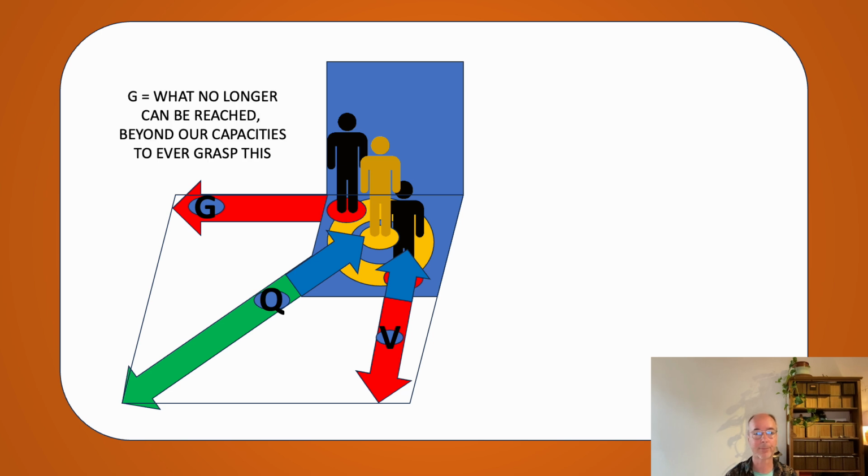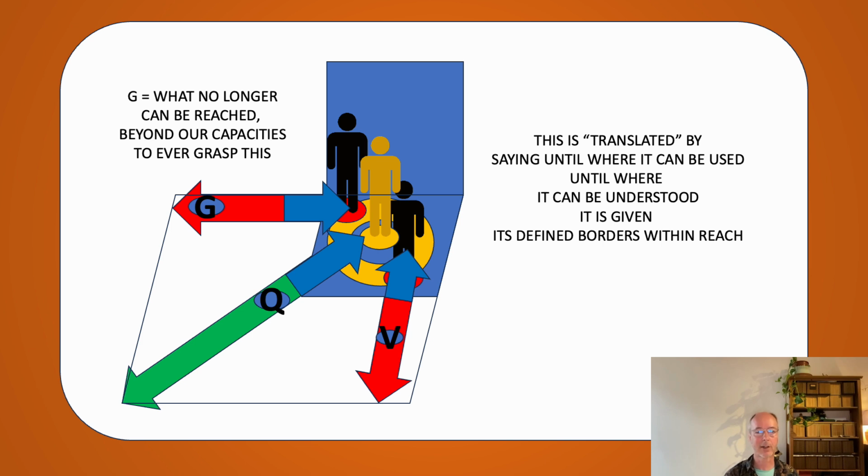Now the same thing for G. G is then the third letter, the borders themselves. So these are really about the outer reach of what can be reached, even in the limits, in what you can grasp, even beyond your capacities to ever grasp this. This also cannot be reached by trying to communicate about it. It's not possible. Also, this should be translated to say, okay, but you can still use it until a certain point, within a certain perspective. You can still understand it.